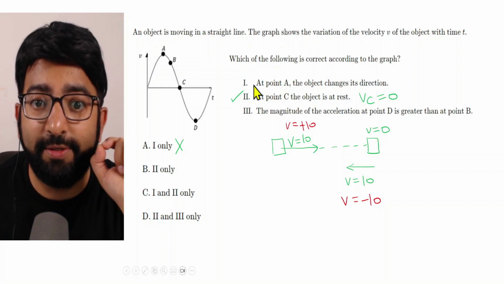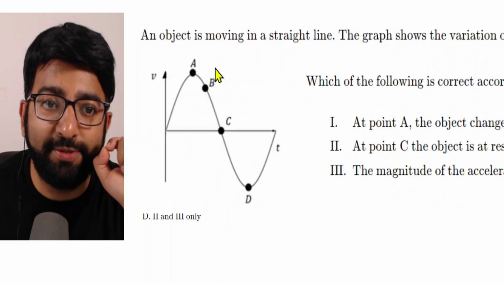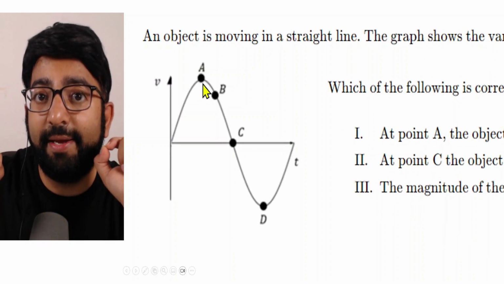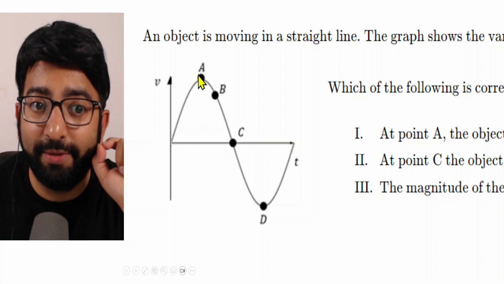Now, in this graph, let's analyze the point A. Is it changing direction? How do we do that? Let me zoom this picture. Let's look at the point A. All we need to check is whether the sign of velocity is changing or not.